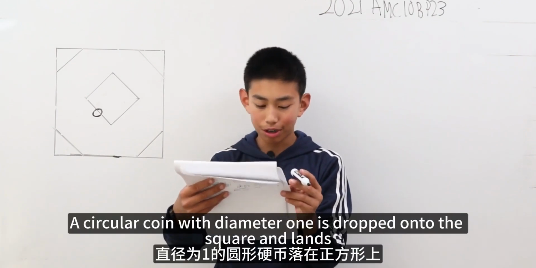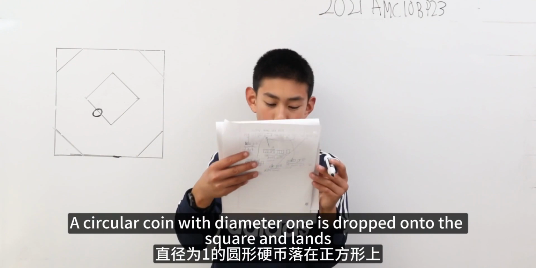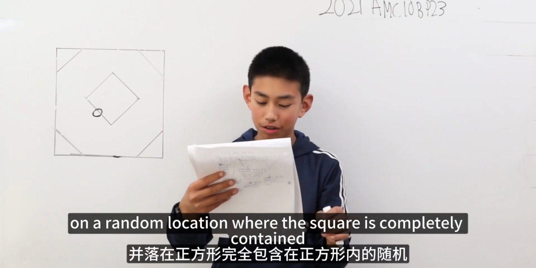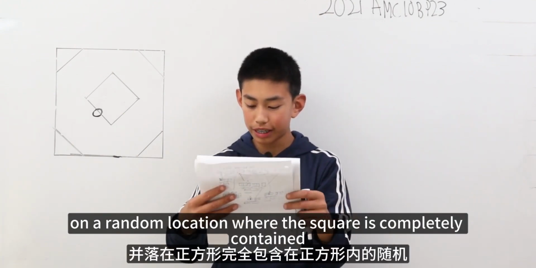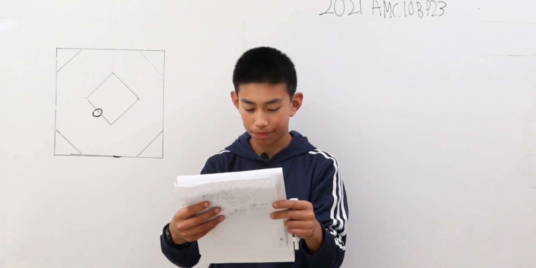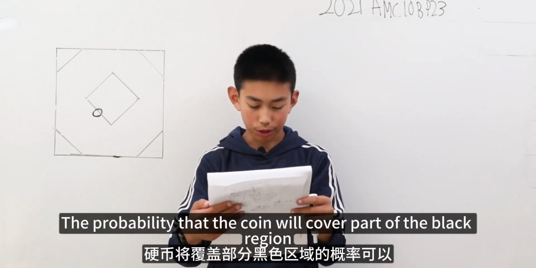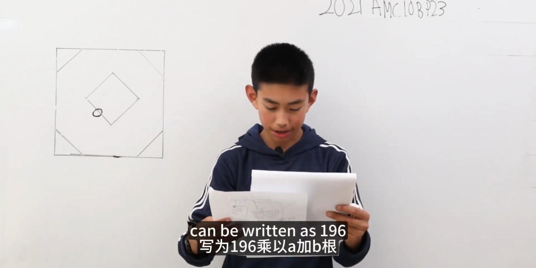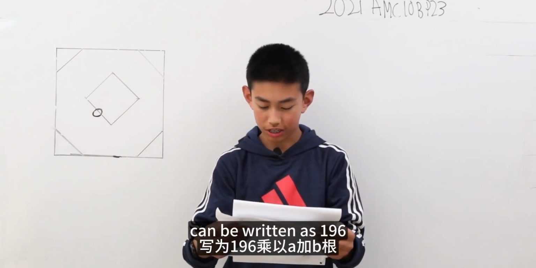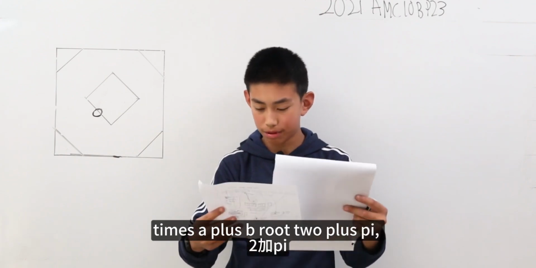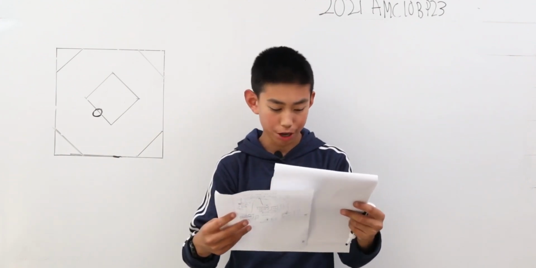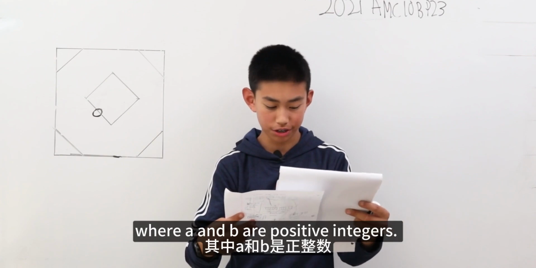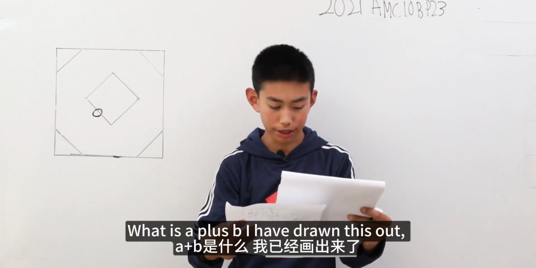A circular coin with diameter 1 is dropped onto the square and lands on a random location where the coin is completely contained within the square. The probability that the coin will cover part of the black region can be written as (196 - a - b√2 + π) over 196, where a and b are positive integers. What is a plus b?